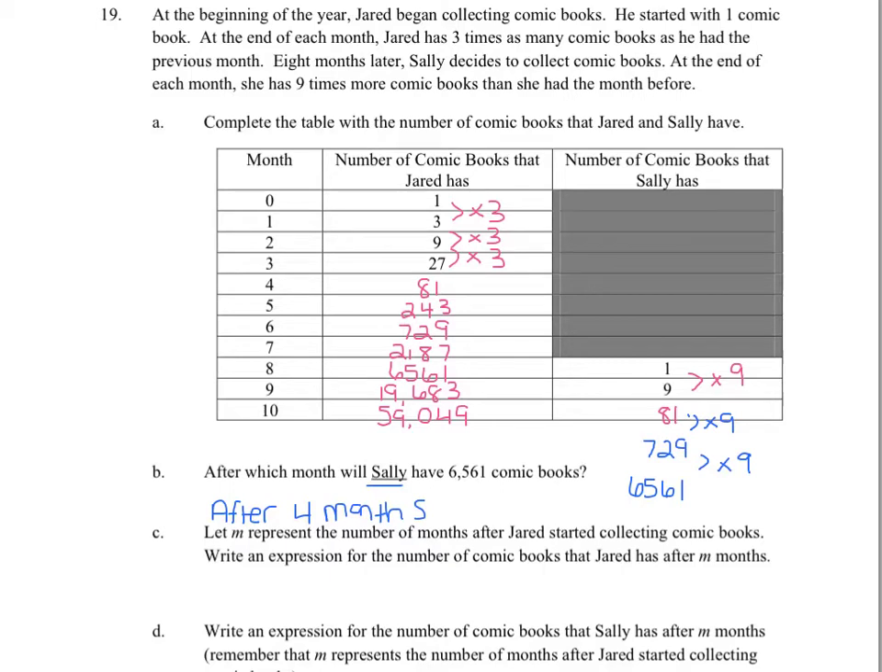So after 4 months, because remember, this is month 0, so this is month 1, 2, 3, 4. After 4 months, Sally will have 6,561 comic books.